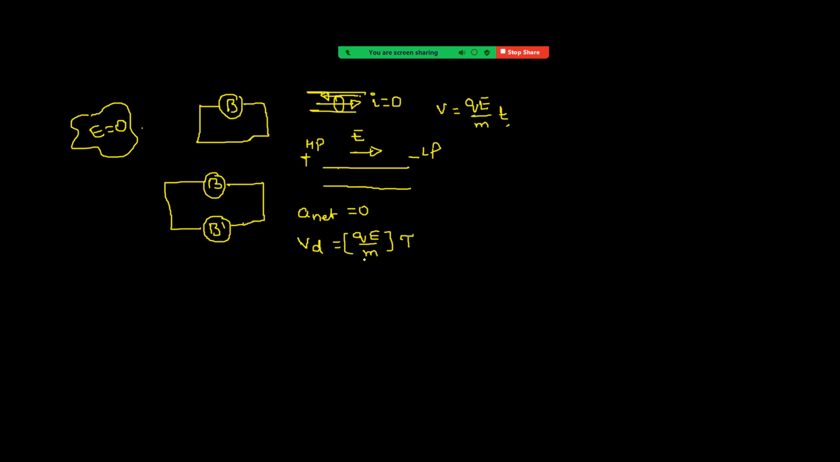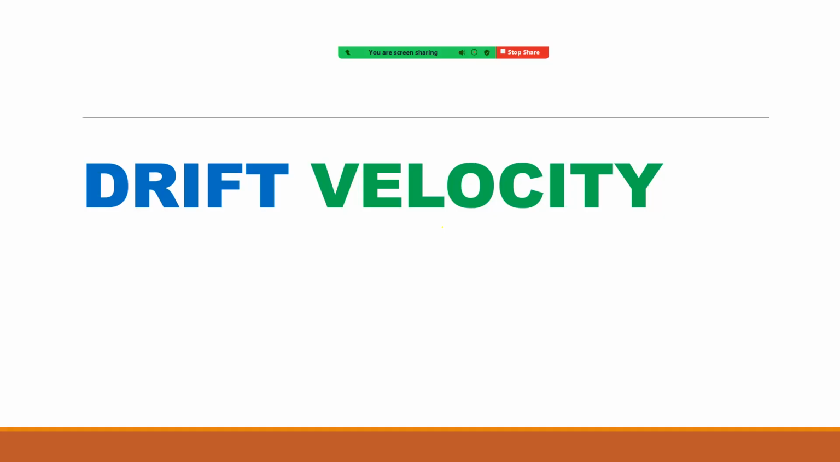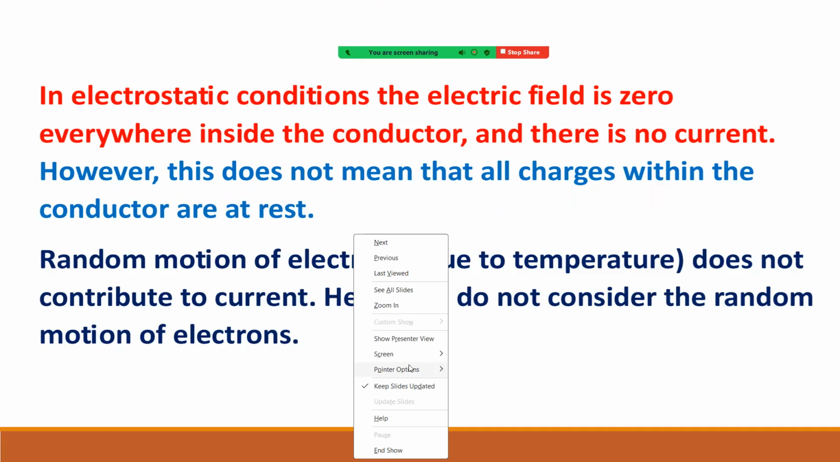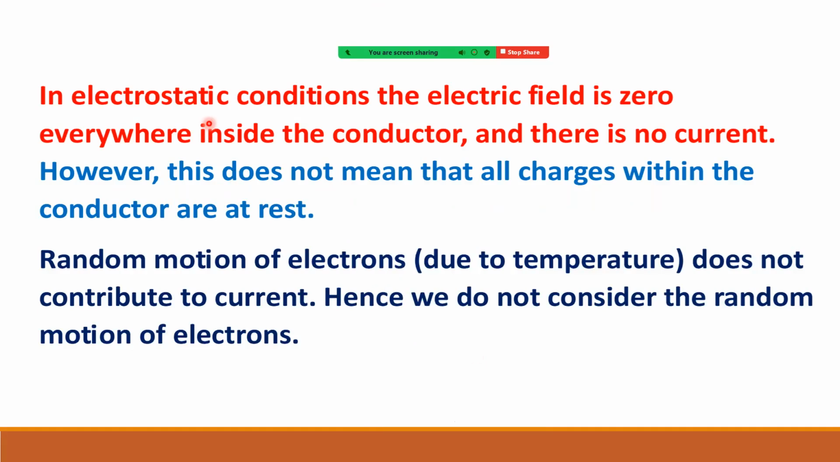Let us see some points regarding this. In electrostatic conditions, the electric field is zero everywhere inside the conductor and there is no current. However, this does not mean that all charges within the conductor are at rest. They move randomly in all directions because of temperature, and this does not contribute to current.